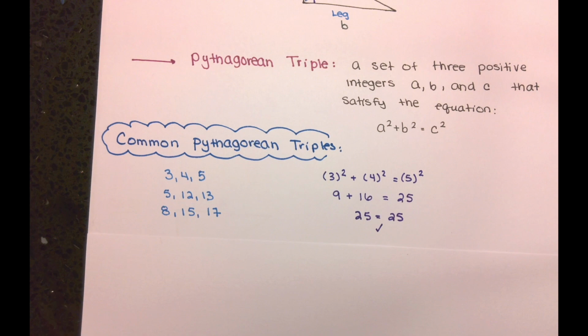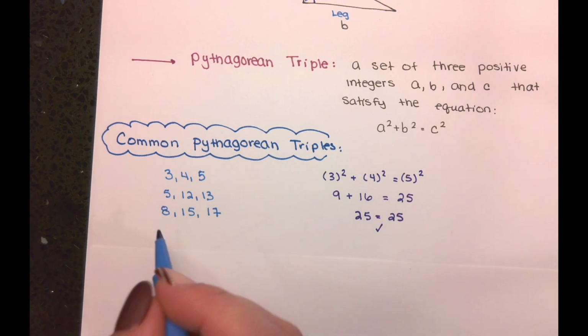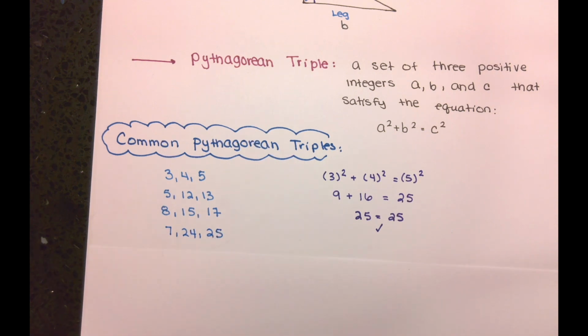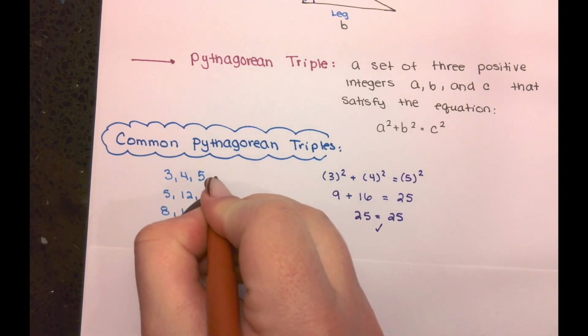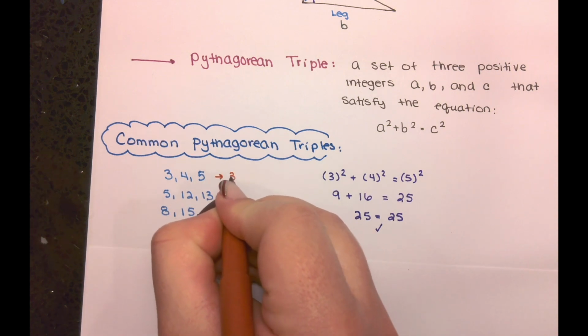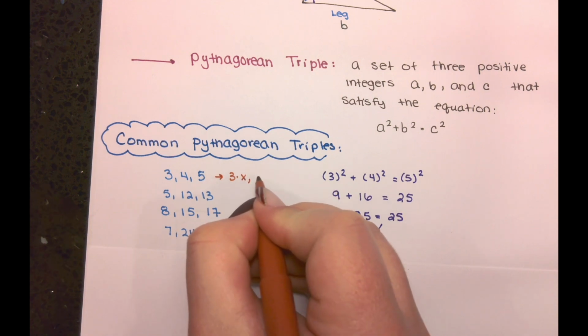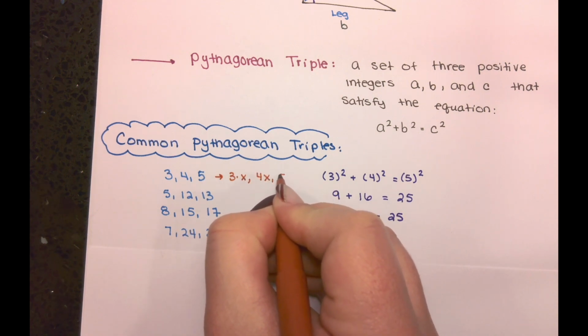Now, the same thing works for 5, 12, and 13, 8, 15, and 17. And what's really cool about these, let's actually do one more before we move on. There's another one that is 7, 24, and 25. Now, what's really cool about these is that there are others derived from here. So you can come up with many, many different Pythagorean triples as long as you use these as your base. So how to find others, you take your original numbers and you multiply by a common multiplier. So we can have 3x, 4x, and 5x.